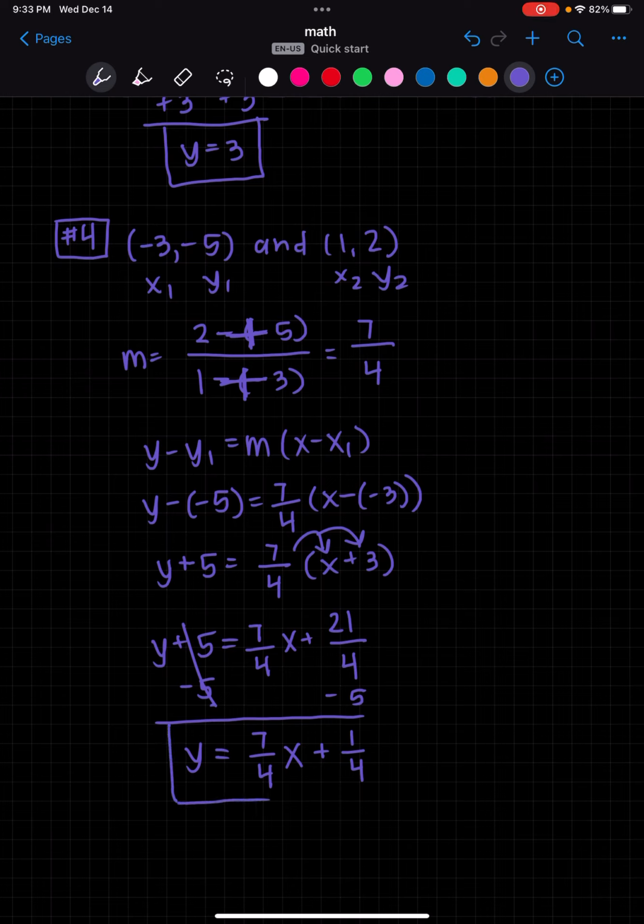And this is my answer. This is in slope-intercept form. I know it has fractions, which make it look a little bit weird, but it still is in slope-intercept form, which is the way that we want it. And this is how you graph or write linear equations with 2 points.